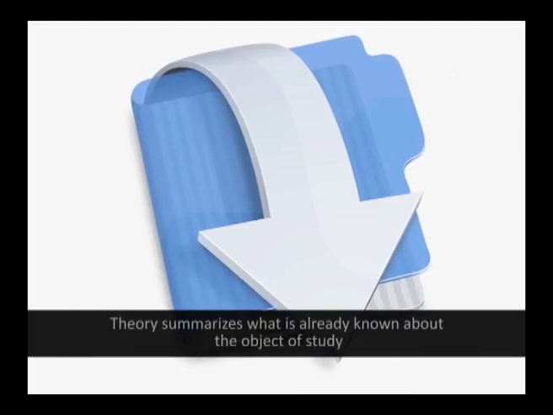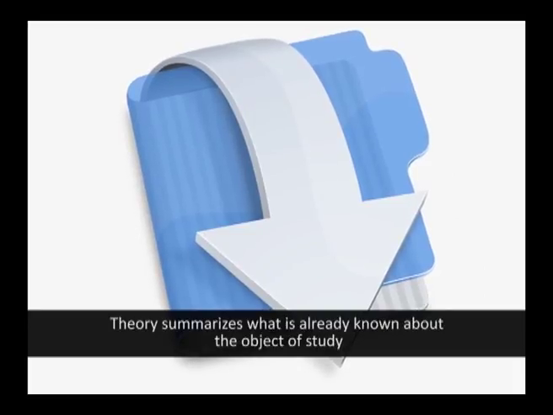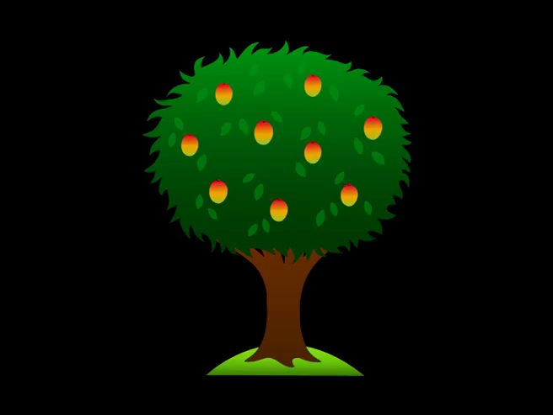Theory summarizes. Theory summarizes what is already known about the object of study. From time to time in any science, there will be changes in the structure of relationship between propositions. Theory states universal law. Theory states a general uniformity beyond the immediate observation. Example, a person sitting under a mango tree observes mangoes falling on the ground. But beyond this observation, there is a general law of gravitation.